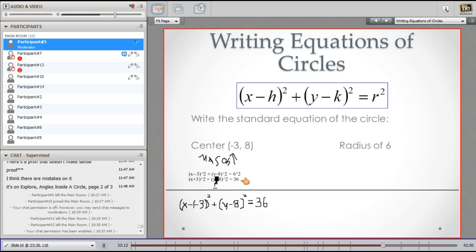And this looks great. So you have x plus 3 squared. I'm not sure what, do you have y minus 8 squared equals 36? I'm not sure what your sign was right there.